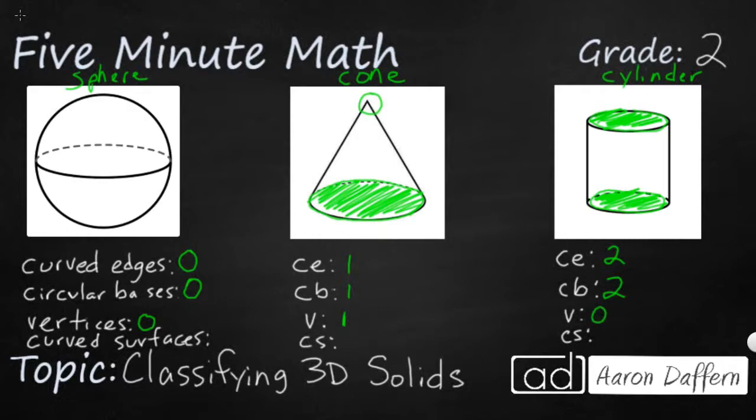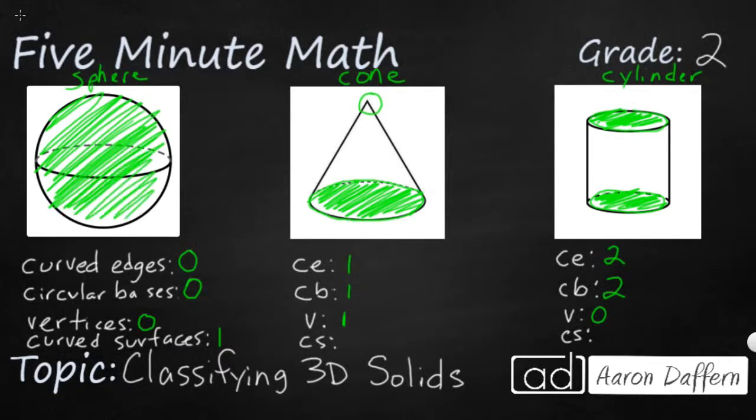And then finally, curved surfaces. The sphere has something: the whole shape is a curved surface. I'll just shade in the whole thing green. The entire thing is one big curved surface. The cone has got one curved surface as well. It's this top part that kind of wraps around on itself. So that's got one curved surface. And then same thing with our cylinder. It's got this one curved surface that kind of wraps around. So those are the terms that we could use to describe a sphere, a cone, and a cylinder.